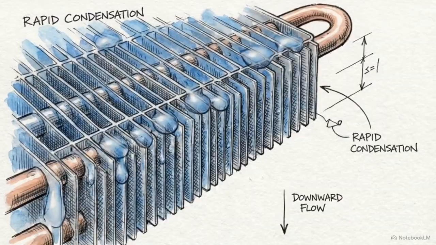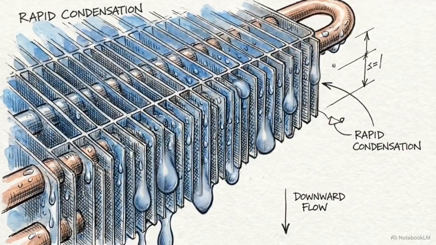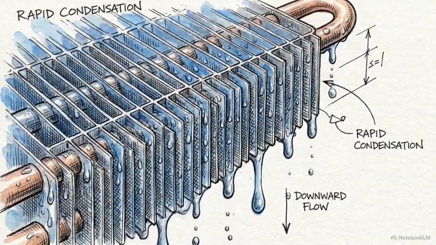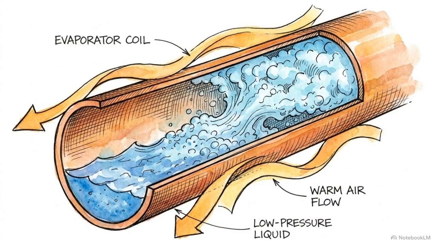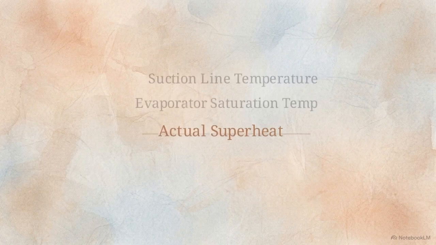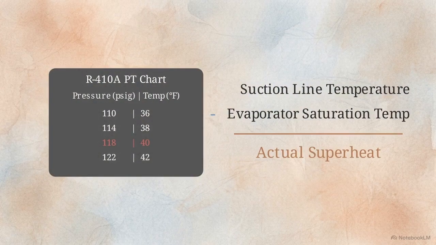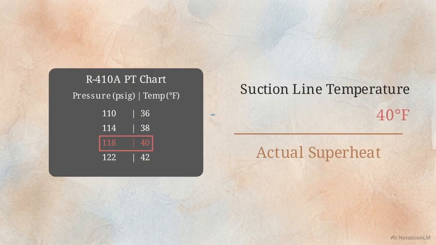Transitioning indoors to the evaporator coil, the system performs the exact thermodynamic opposite of the outdoor condenser unit. The evaporator absorbs heat from warm indoor air, actively boiling low-pressure liquid into a superheated vapor. This formula calculates actual superheat. It requires subtracting the evaporator saturation temperature from the suction line temperature. Reading the low side suction pressure and checking the PT chart gives us the saturation temperature. At 118 psig, that is 40 degrees.